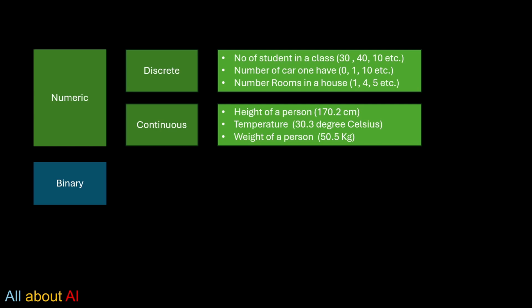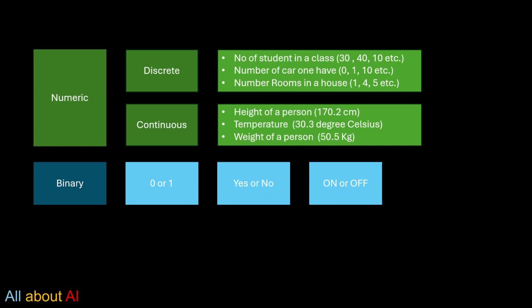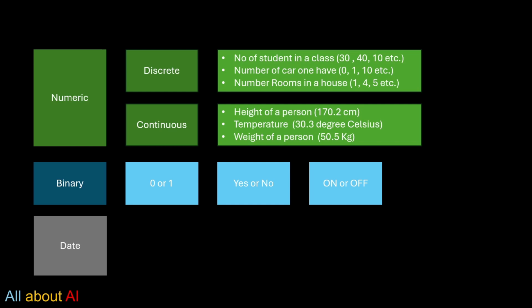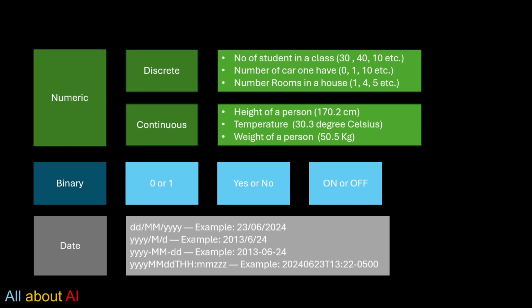Then we have the very well-known binary data, which has only two possible values, either say 0 or 1, yes or no, on or off, good or bad, something like that. Then we have date data. Again, it comes in various formats, like MM/DD/YY, or it could also be with timestamps. So these are various examples of dates.